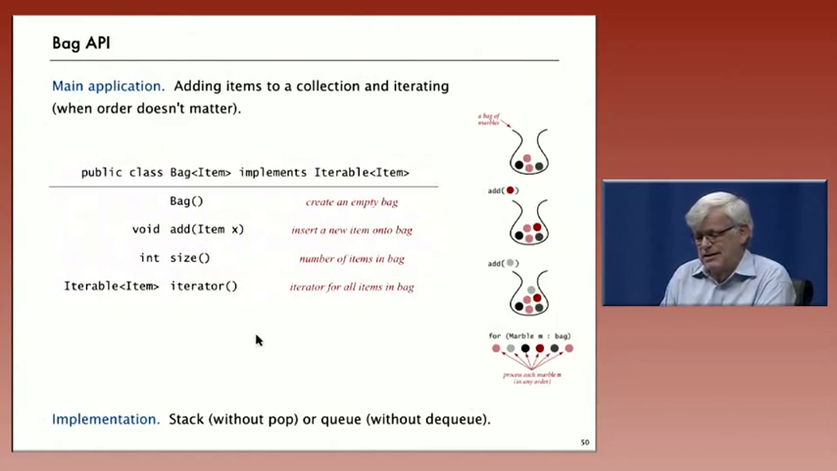So this is a simpler, narrower API, but still it expresses an important little collection of operations, and we'll use this one. We've already seen the implementations. You just take stack and remove the pop, or queue and remove the dequeue, and you have a fine implementation of a useful data structure.